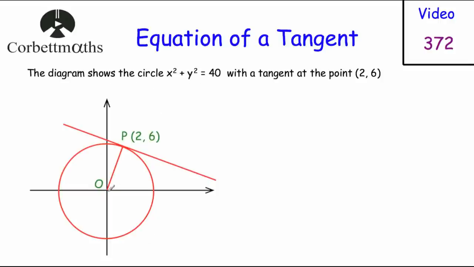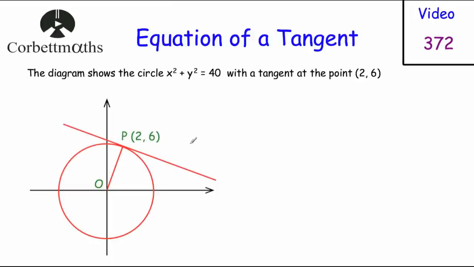So it's a circle with a center of the origin, and it's equal to 40. Let's just check. 2 squared is 4, 6 squared is 36, 4 plus 36 is 40. Yep, that's a point on the circle. And we're trying to find the equation of the tangent at that point 2, 6. So let's find the equation of that tangent.